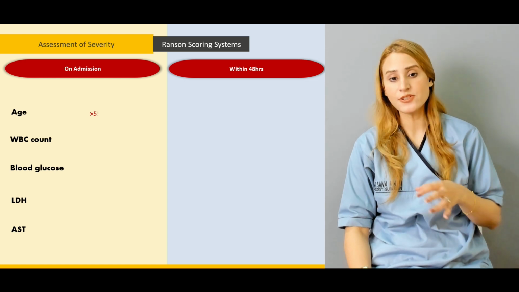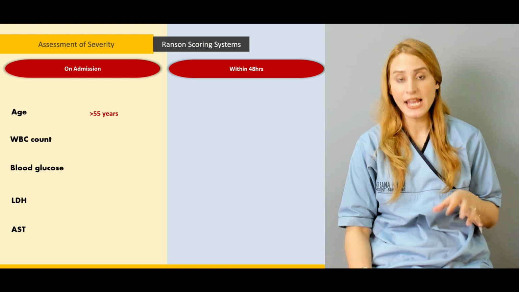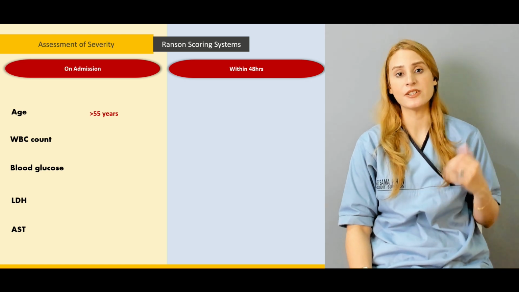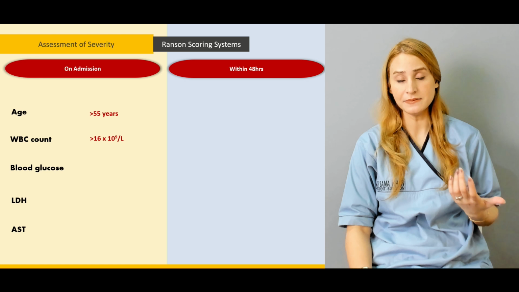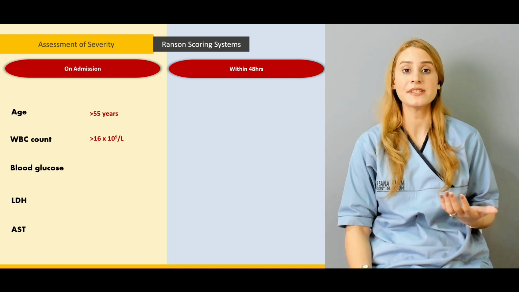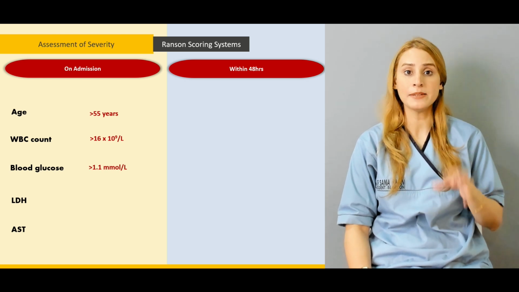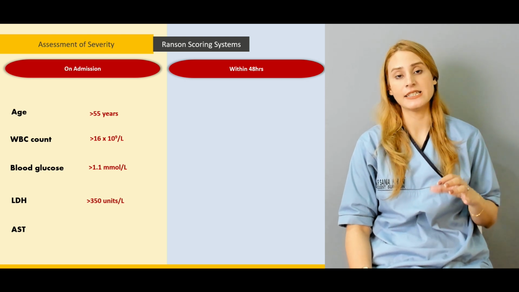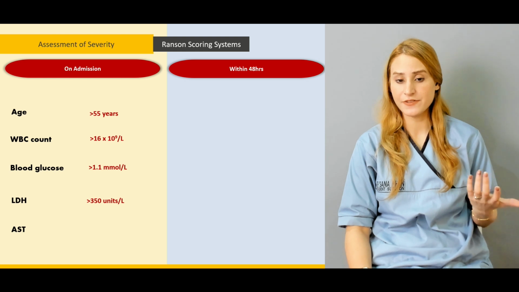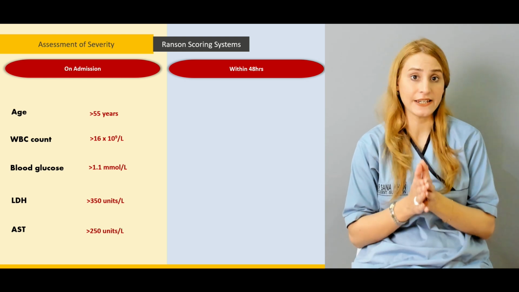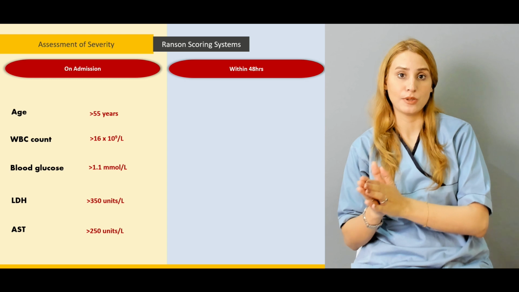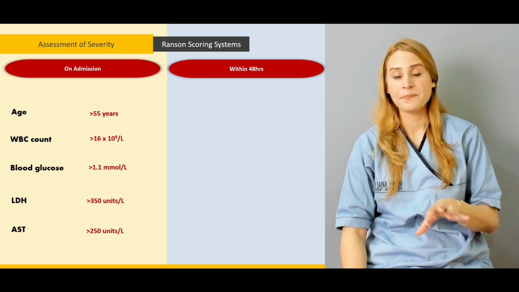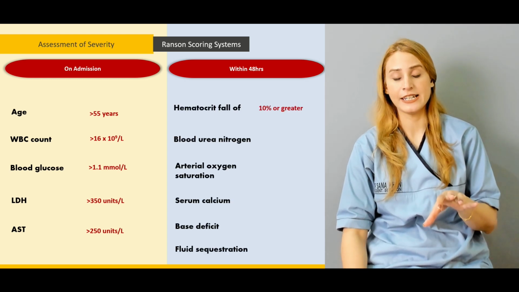So the age is greater than 55 years, TLC count is greater than 16,000, blood glucose levels are greater than 1.1 millimole per liter, LDH level is greater than 350 units per liter, and AST is greater than 250 units per liter. So that is the criteria on admission for acute pancreatitis.